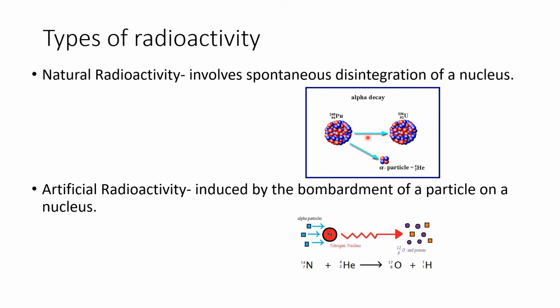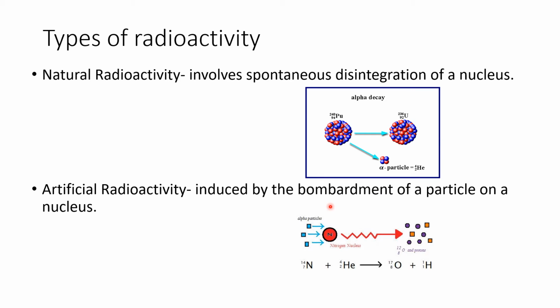There are two types of radioactivity. One that occurs on its own, called natural radioactivity, where the nucleus spontaneously undergoes disintegration. Here I have shown a nucleus of plutonium undergoing spontaneous disintegration, emitting an alpha particle and becoming uranium-236.